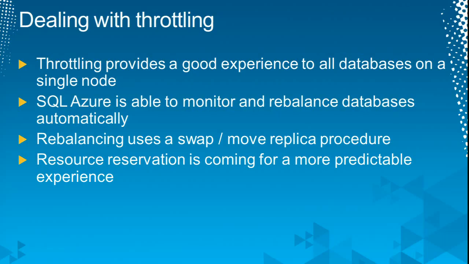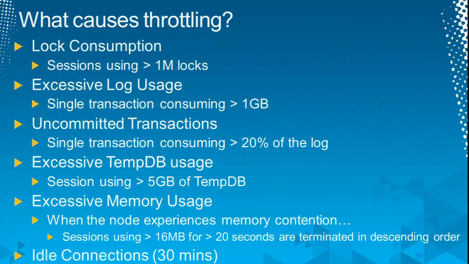The next slide will talk about what will trigger throttling and what those thresholds are. One other thing to point out, and we'll talk about this more when we get to the investment slide: we are working on something called resource reservation. Resource reservation will allow you to specify, hey, I want this set amount of resources allocated to my database at all times, so I have more predictable performance. Until that comes out, we need to think about how to deal with throttling.